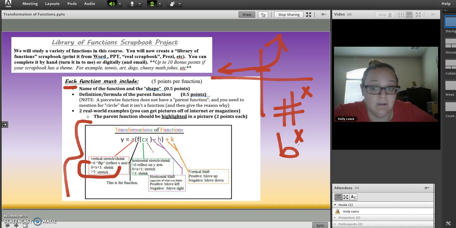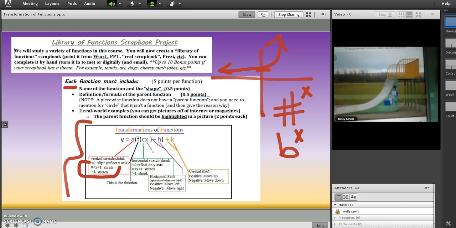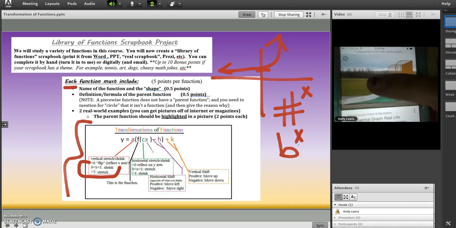So go to Google. I'm in Google right now. Exponential function and real life example. That's what I typed. Okay. And then I'm going to go to images. Okay. This came up. There you go. See that shape right there? There we go. Sounds great.